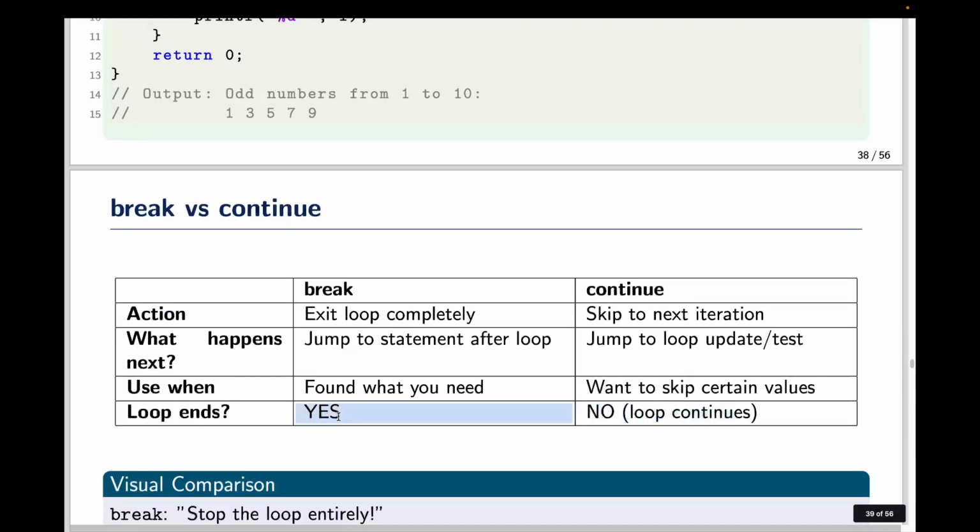The break statement always ends the loop. Wherever the value of the control variable is, it breaks the loop there. With continue, the loop continues, but that specific iteration is cut short. Any commands below the continue statement are skipped.